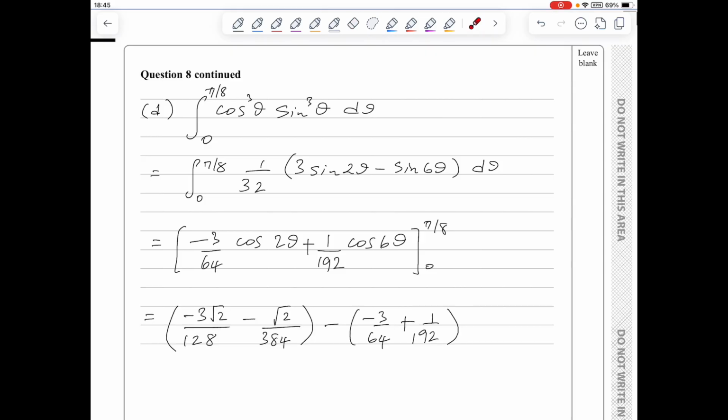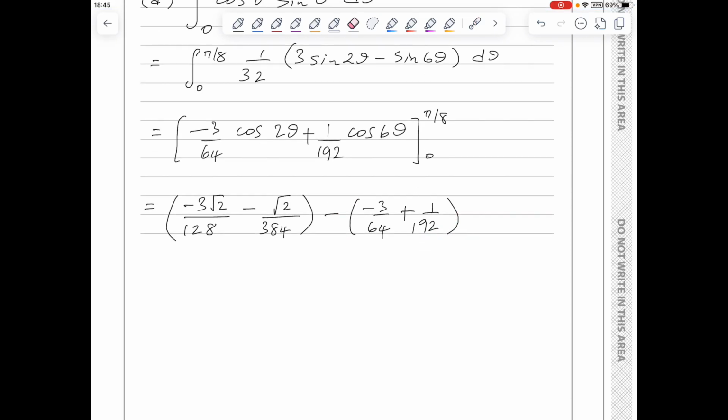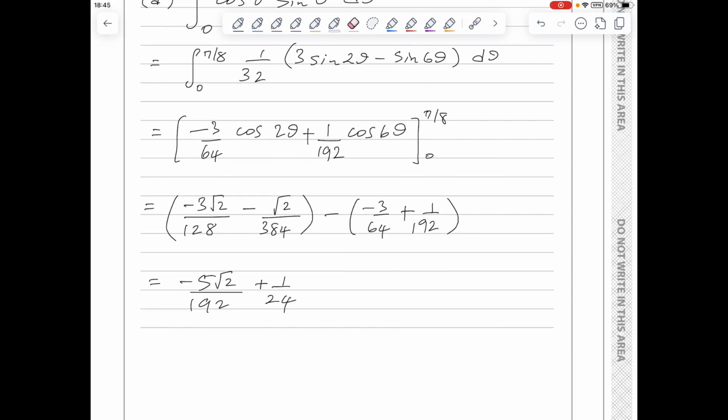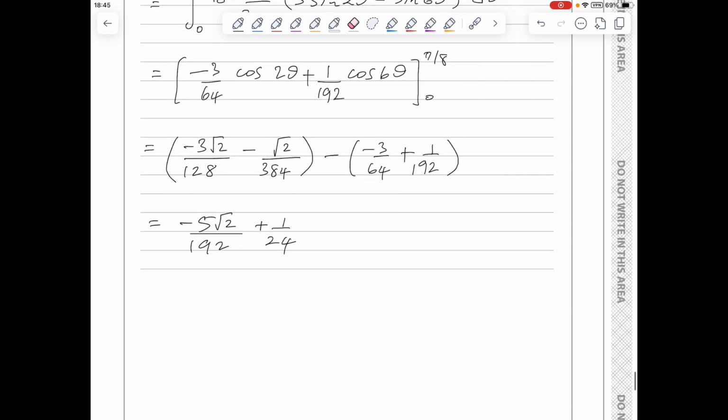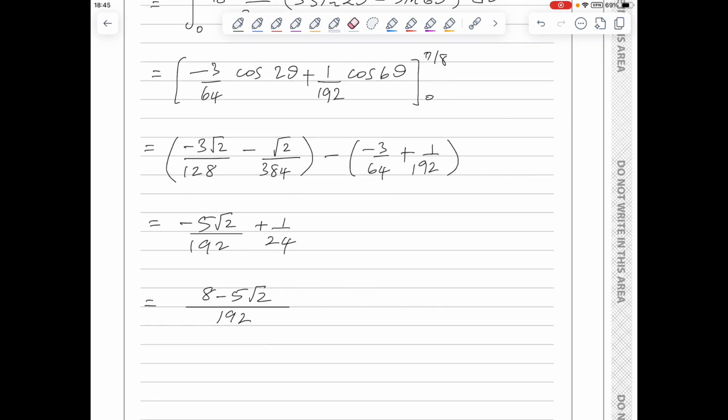So replacing theta by pi over 8 will give me the first bracket. Replacing theta by 0 will give me the second bracket. And when I expand the brackets, I get the following. And I can make this into a single fraction and get 8 minus 5 root 2 over 192.